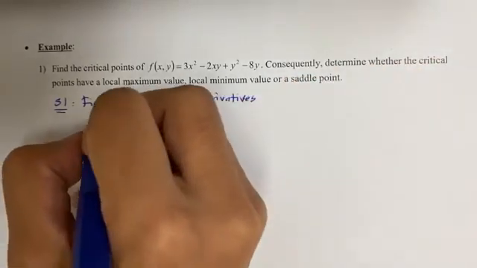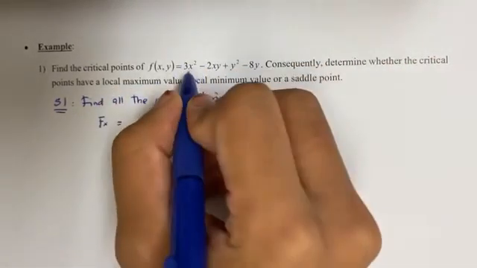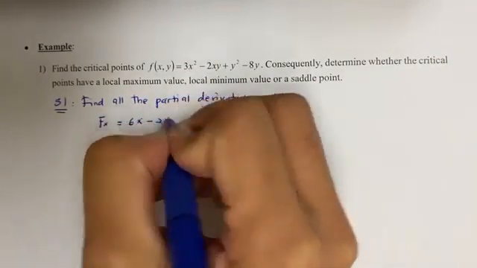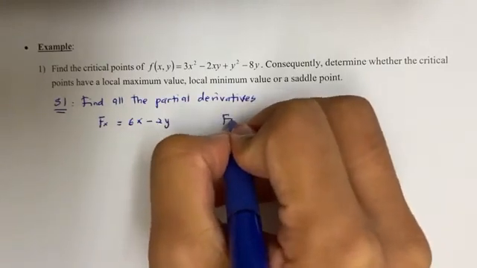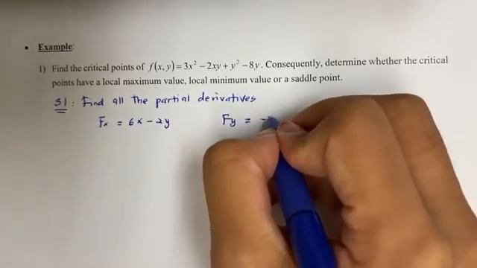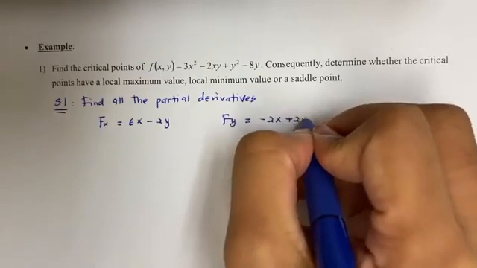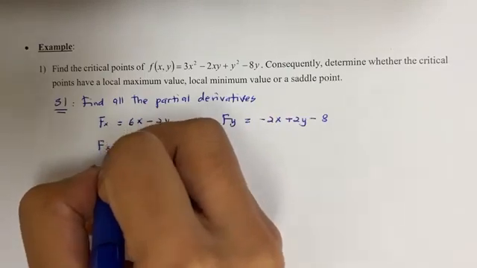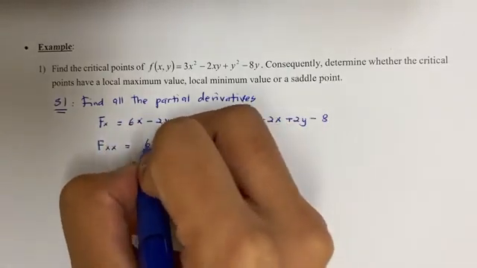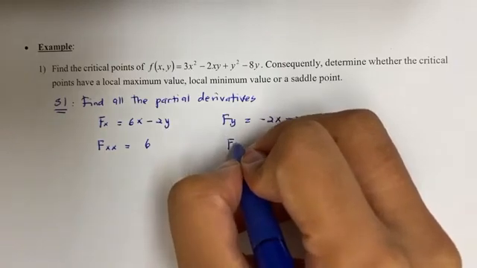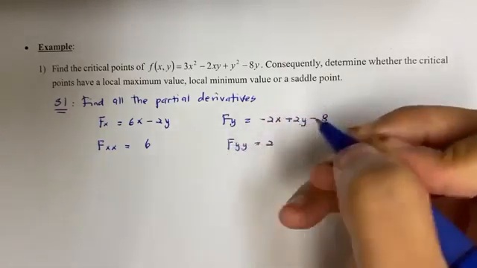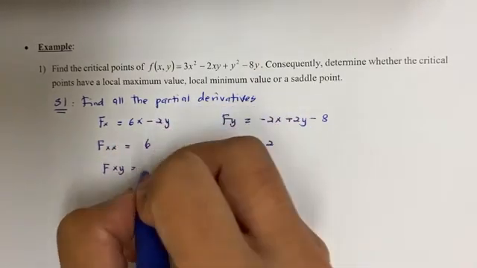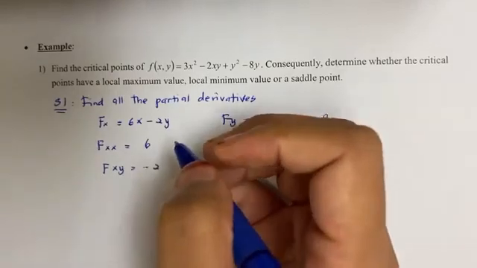Okay, so fx, find the fx here, we have 6x minus 2y. And then find fy. Fy is equal to minus 2x plus 2y minus 8. And then find fxx, equal to 6. And your fyy is equal to 2. Okay, then fxy. From fx, find fxy. Fxy is equal to minus 2.